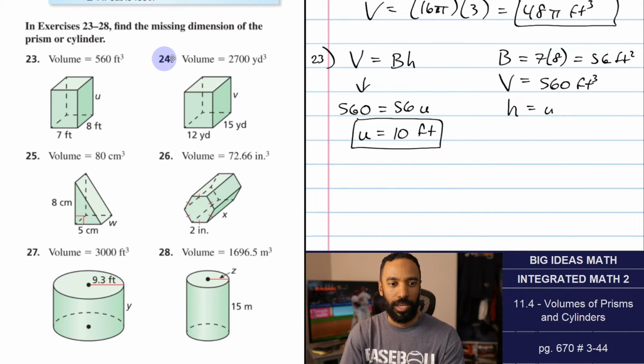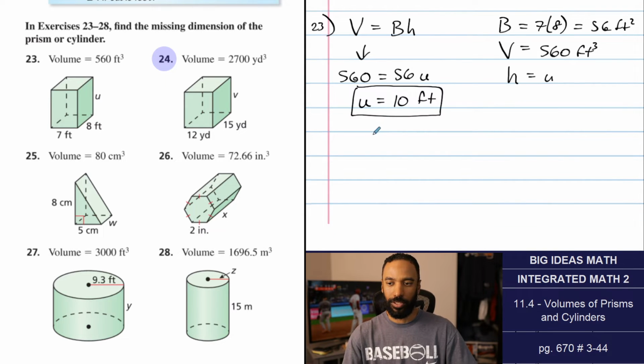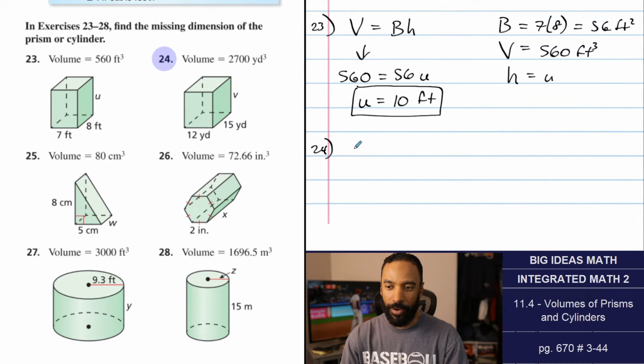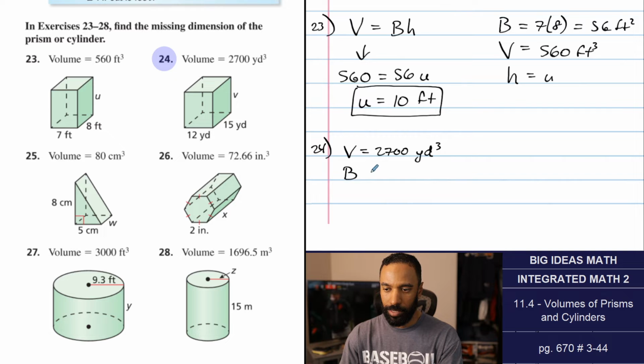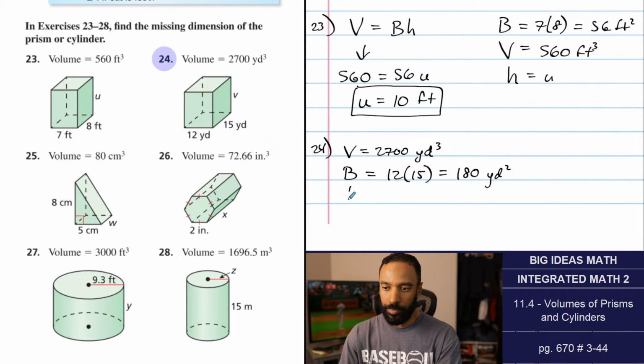You are 10 feet. Number 24, once again, same kind of thing, rectangular prism. You do have area of the base. So area, let's start with volume because that's written first. Volume is 2,700 cubic yards. The area of the base is length times width, base times height, however you want to call that. That's 180 square yards. The height is this unknown that we're going to call V.